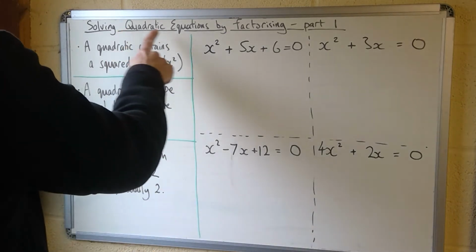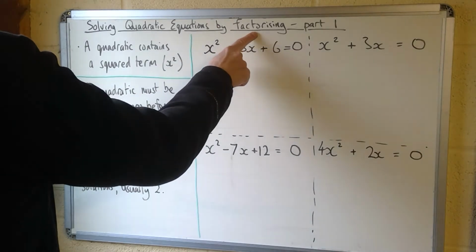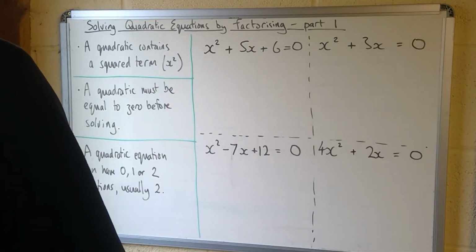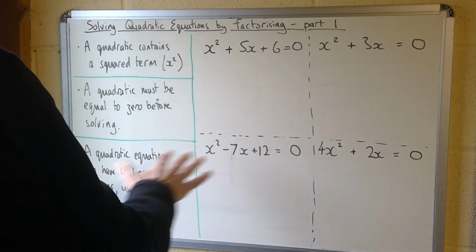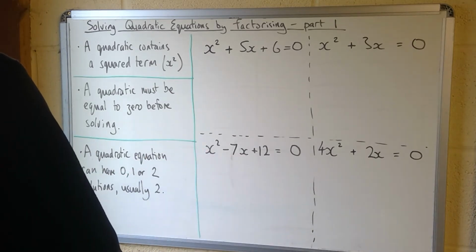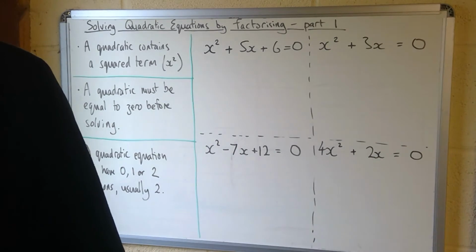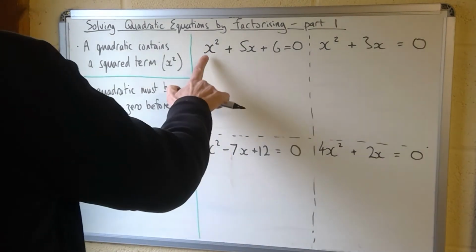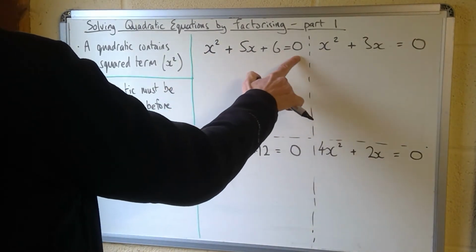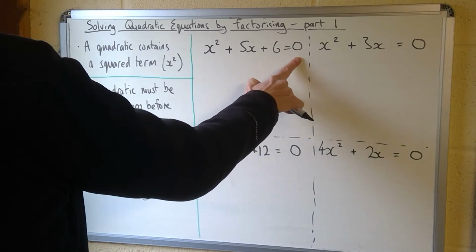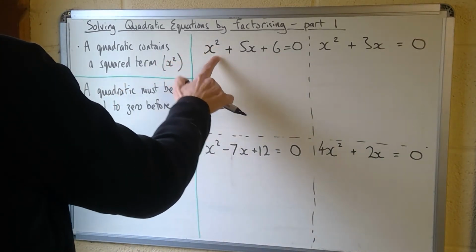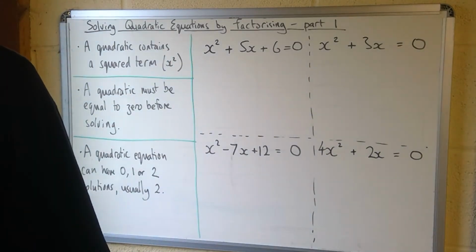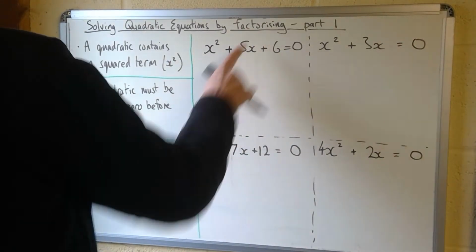So we're going to solve these quadratic equations by factorizing. You do need to know how to factorize quadratic expressions before attempting this. So that's something you may need to practice. So I've got 4 examples to start with. The first one, x squared plus 5x plus 6 equals 0. So it's equal to 0, so that's okay, and its highest power is squared, so it's a quadratic equation. And we're going to solve this by factorizing.